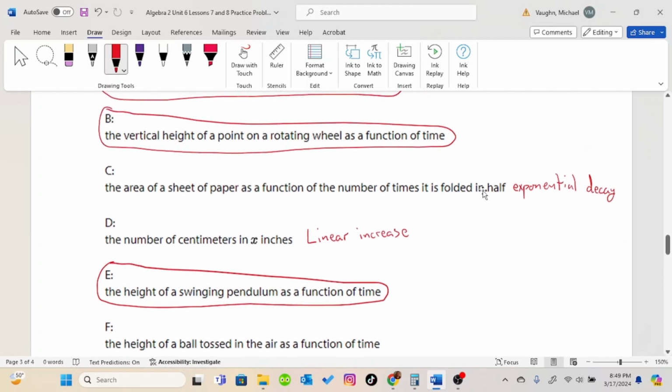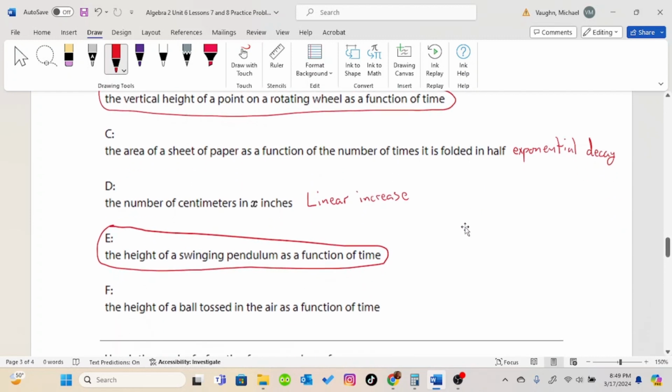And the final choice is choice F, the height of a ball tossed in the air as a function of time. The ball will start at the ground, it will go up to its maximum height, and then it will come back down. But that will only happen once. This is not a periodic function, this is a quadratic function.